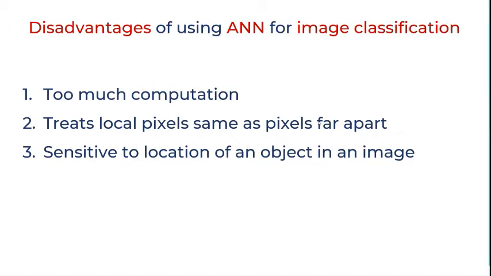So the disadvantages of using ANN, or artificial neural network, for image classification is too much computation. It also treats local pixels the same as pixels far apart. If you have the koala's face in the left corner versus the right corner, it is still a koala. It doesn't matter where the face is located. So the image recognition task is centered around locality. If the pixels are moved around, it should still be able to detect the object in an image. But with ANN, it's hard.